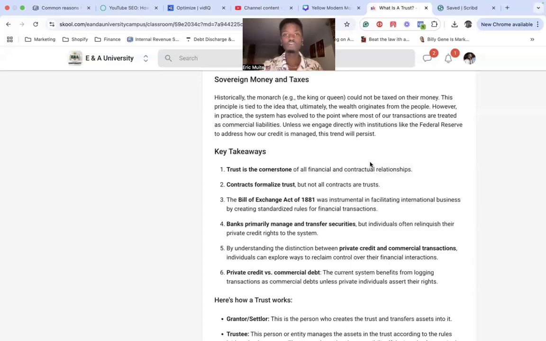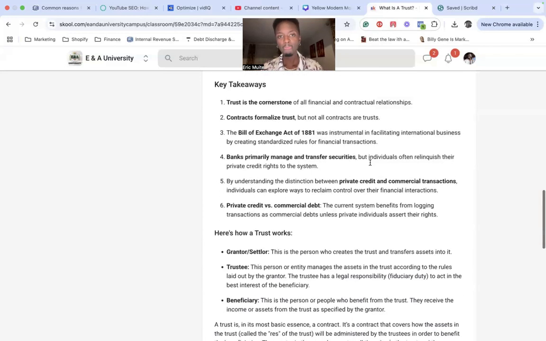But what is all that based on, and what is that all around, right? It's all around trust. Because you have to now trust that the IRS is going to properly handle your paperwork. All right, that's for one. Second, they're going to get the right amount from your trust and they're going to give it to you. That's all trust. Everything revolves around trust. All right, so trust is the cornerstone of all financial and contractual relationships, guys. It's massive. Contracts formalize trust, but not all contracts are trust.